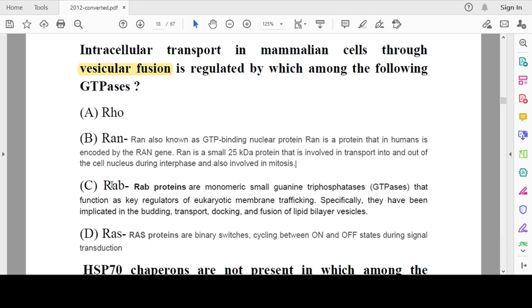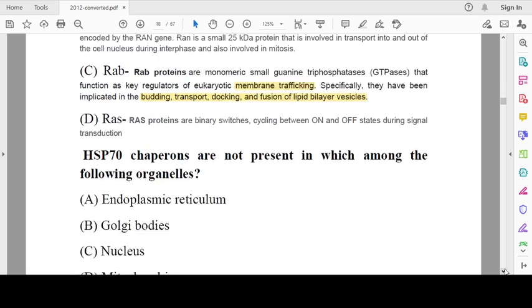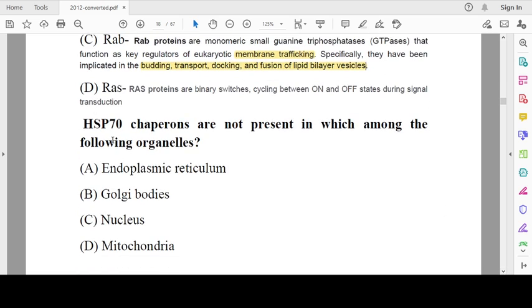The next option is RAB, a monomeric small guanine triphosphatase. Sometimes they will ask whether it is monomeric or tetrameric. It is monomeric, and it functions as a key regulator of eukaryotic membrane trafficking. So the correct option is RAB. It is also implicated in budding, transport, docking, and fusion of lipid bilayer vesicles. And RAS is also involved in binary switches and in signal transduction.